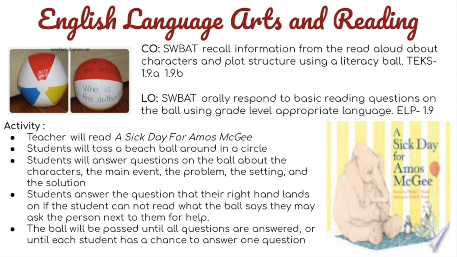The activity is the teacher will read A Sick Day for Amos McGee. The students will toss a beach ball around in a circle. The students will answer questions on the ball about the characters, the main event, the problem, the setting, and the solution. Students answer the questions that their right hand lands on. If the student cannot read what the ball says, they may ask the person next to them for help. The ball will be passed until all questions are answered or until each student has a chance to answer one question.